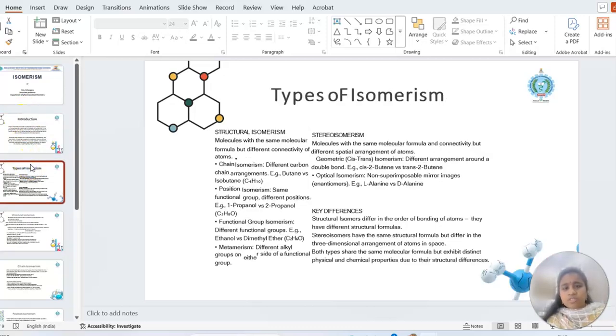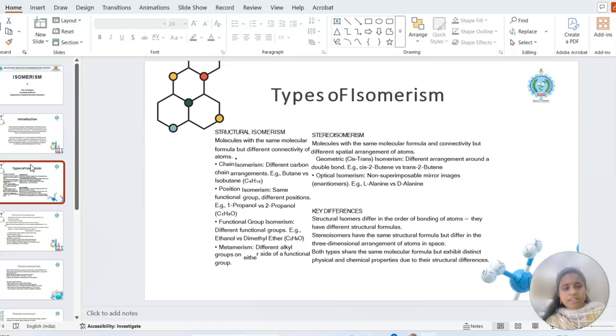Now, the types of isomerism. There are two types of isomerism: structural isomerism and stereoisomerism. Structural isomerism is when molecules have the same molecular formula but differ in the connectivity of atoms. They are connected differently to each other. Structural isomerism is of five types: chain isomerism, positional isomerism, functional isomerism, metamerism, and tautomerism.